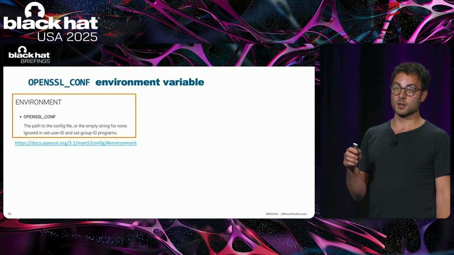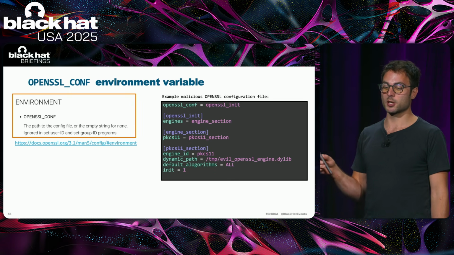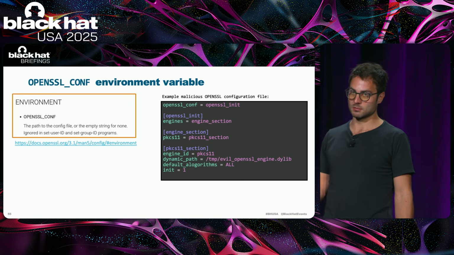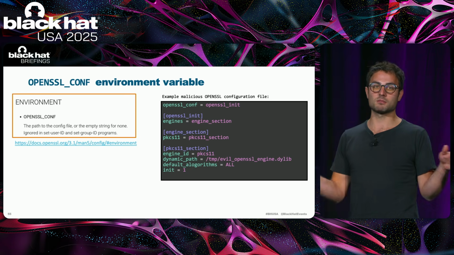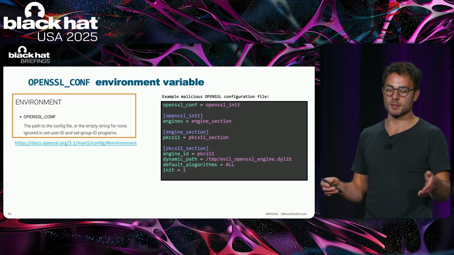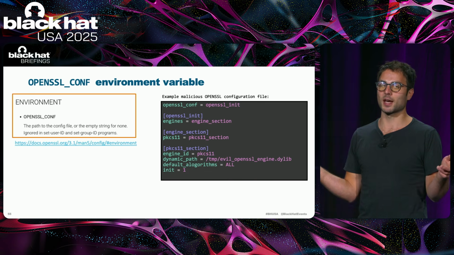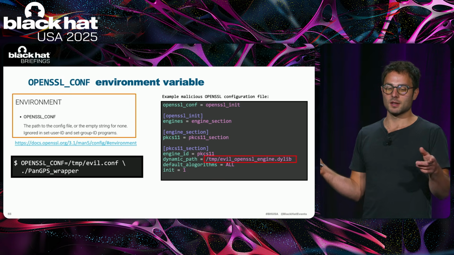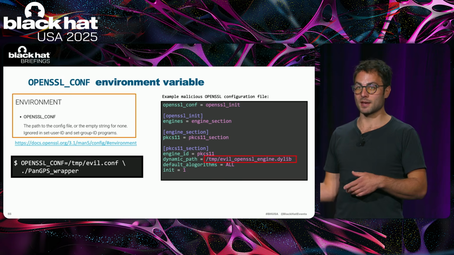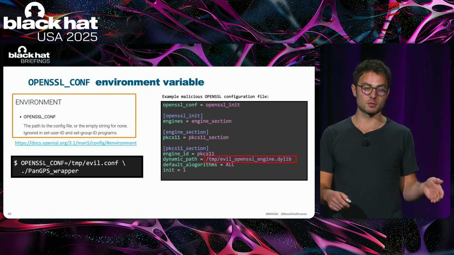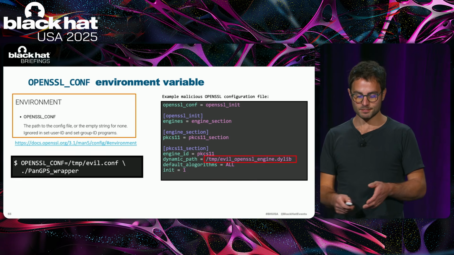That defines a configuration file, which includes inside it an engine, and that engine can be anywhere and anything, but it's essentially a binary that gets run when OpenSSL runs. OK, it's sounding good. Because basically, if we control that, we get arbitrary code execution in the context of pan-GPS.